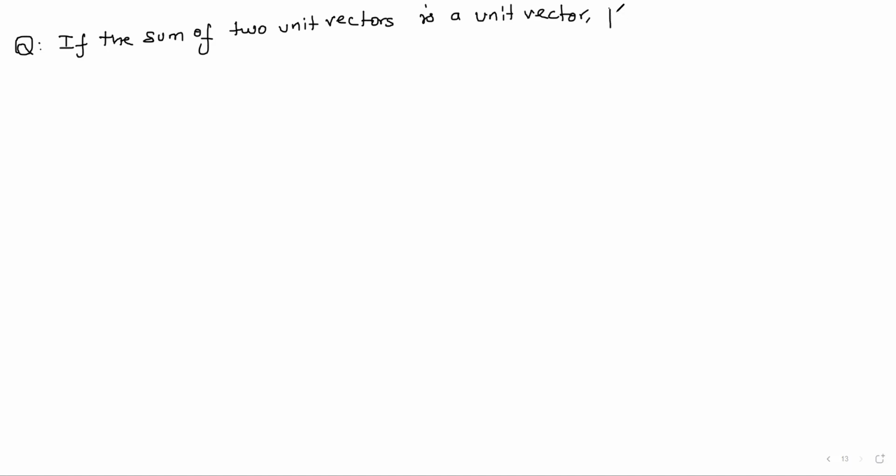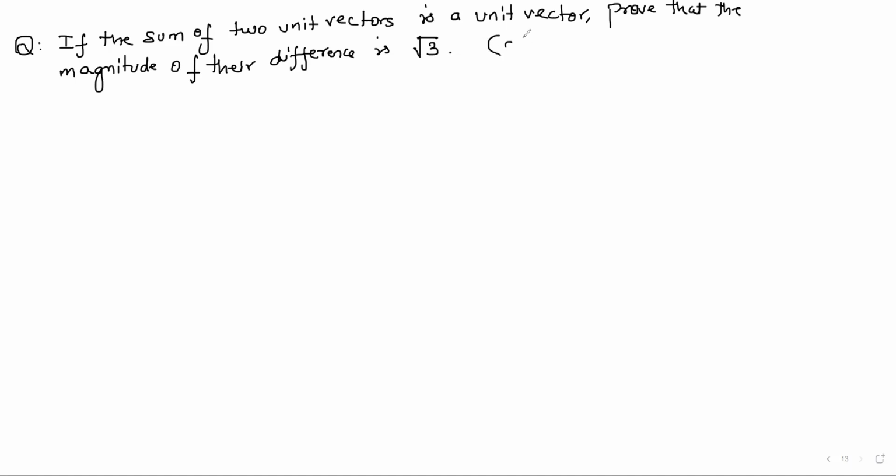Now next question is a very difficult question. This question came in CBSE 2019. Okay, if the sum of two unit vectors is a unit vector, prove that the magnitude of their difference is root 3. And this question came in CBSE 2019. This is a very difficult question, so you need 15 minutes for this. So please start doing this one and share your answer.